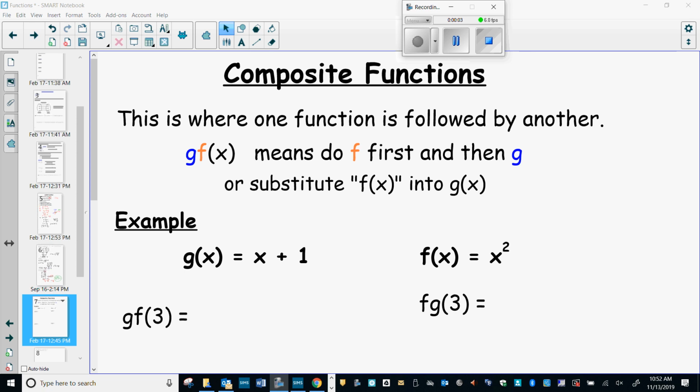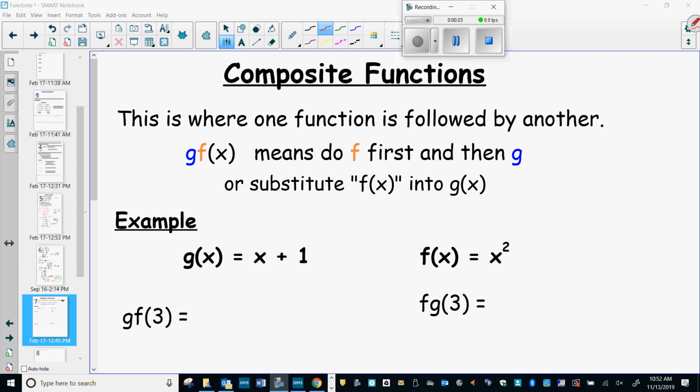So, next part is composite function. If things are composite, it means they're made up of more than one. Yes, so if you have a composite function, it's made up of more than one function. And generally, you will see them with the two letters just next to each other like this. Okay, so you may see GF.